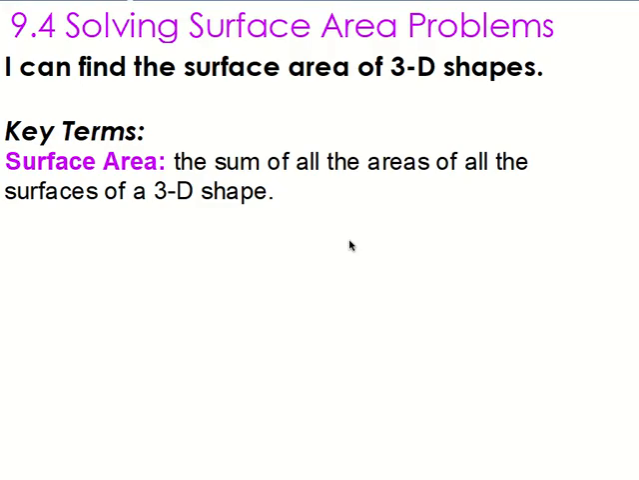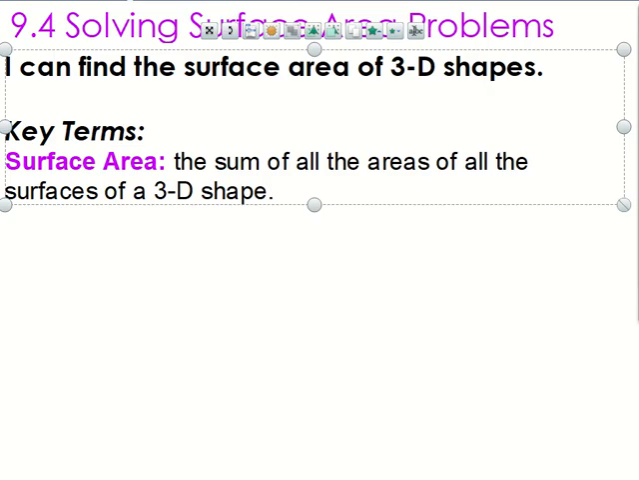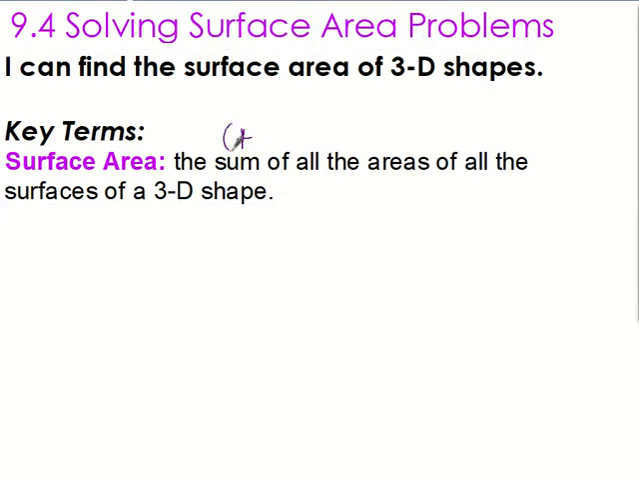So surface area is the sum, so that's adding, right, of all the areas. So remember, area is that inside part of all the surfaces of a 3D shape. So it's like all the outside of a box. Or like if you're going to put wrapping paper around something, it's the amount of wrapping paper you would need to perfectly tape it on edge to edge, no overlap. That's what surface area is.